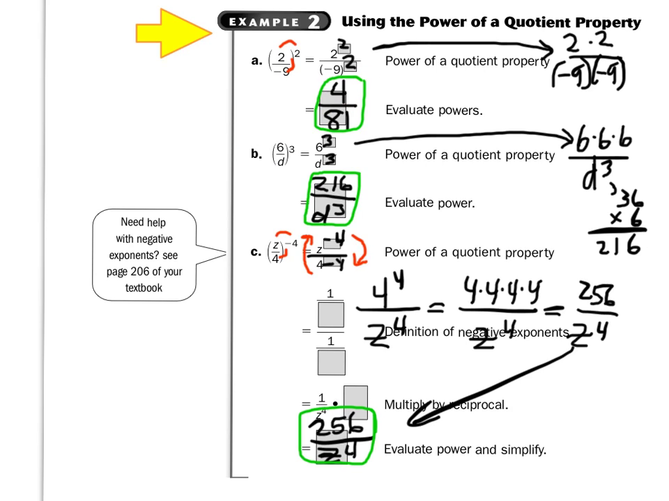Okay, take a look at B. If I have 6 over D in parentheses to the 3rd power, we'll draw rainbows from the 3 to the 6 and from the 3 to the D. So that gives you 6 to the 3rd power over D to the 3rd power. And then look over here, I wrote it out. 6 times 6 times 6, well, that's 36 times 6, which is 216, over D to the 3rd power.